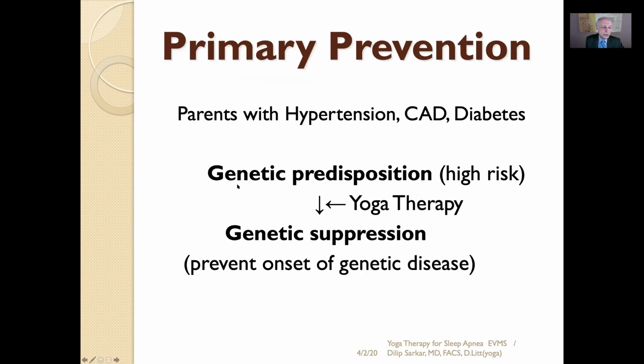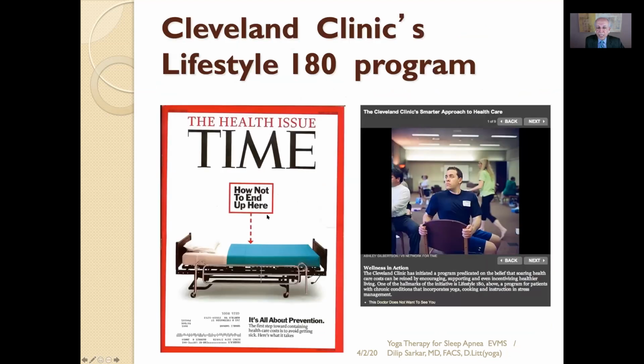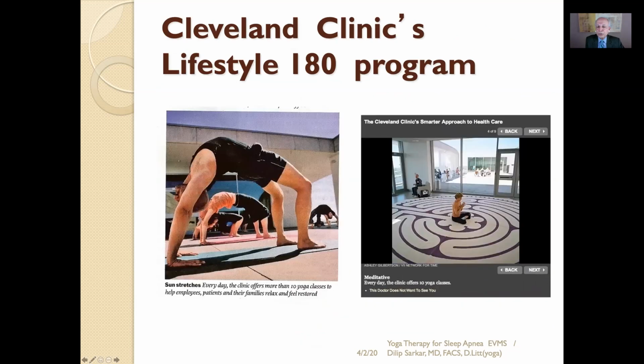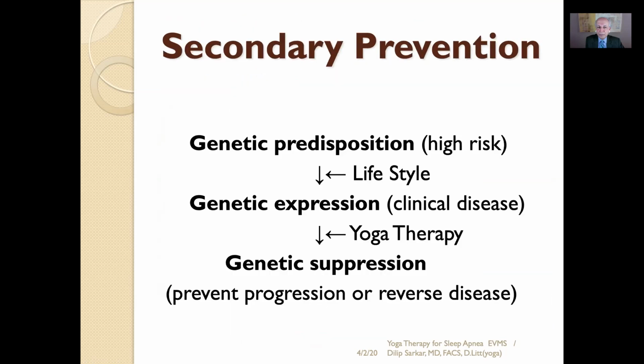And just to show you, primary prevention: when you are genetically predisposed to a disease, if you continue the relaxation response, genetic suppression prevents onset of the disease. And Cleveland Clinic has programs that use what they call primary prevention.